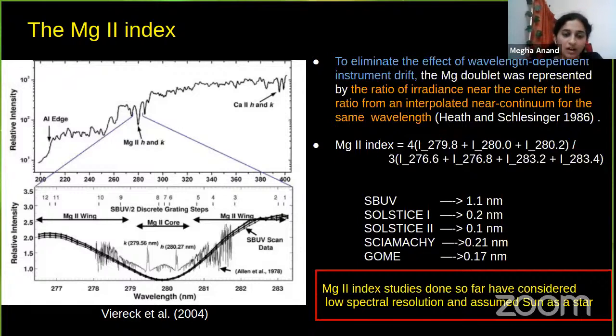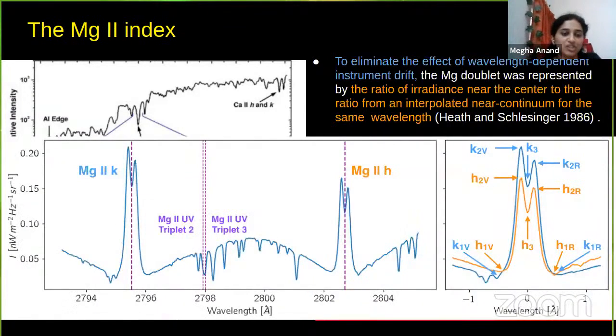But we know that the magnesium H and K lines are optically thick lines, which have different structures like this. For example, the K3 here, in the magnesium K line, forms highest in the atmosphere, just a few kilometers below the transition region. But K2, V and R, which are the blue and red emission peaks, form a little lower in the chromosphere, and similarly K1, which forms further down below. So this is a very structured optically thick line.